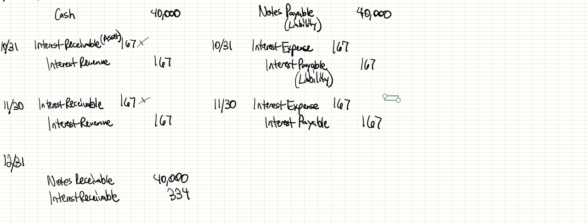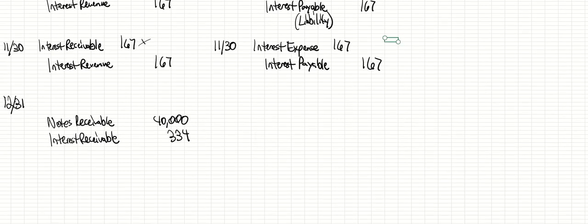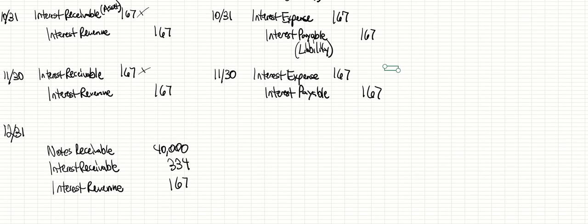Number three, we need to record interest revenue for the month of December of 167. So interest revenue is going to be credited for 167. Okay, so we have three accounts that are credited. The reason interest revenue is credited for 167 is because in October we accrued interest of 167 in revenue. November 30th, we did the same thing. In December, that's no different because that's still another month of interest revenue that needs to be reported, right?